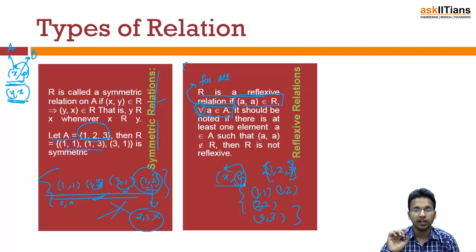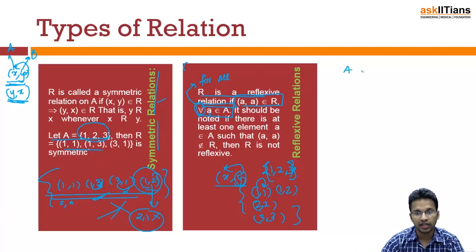Why? Because for every element of A, that is the first set, you have its reflection in set B. So that is basically reflexive. When every element is at least associated to itself, then we call the relation a reflexive relation.